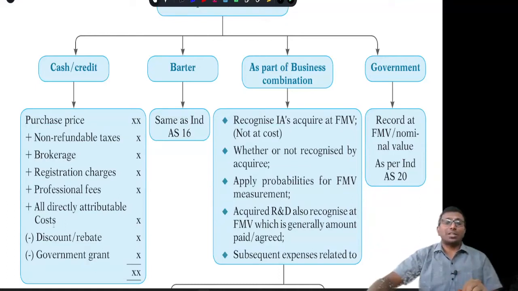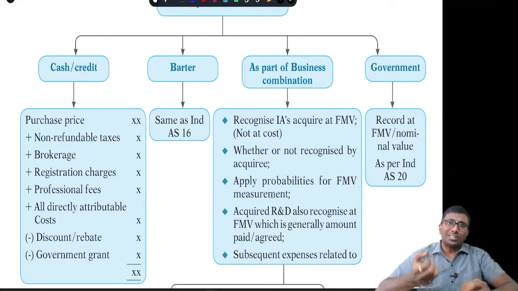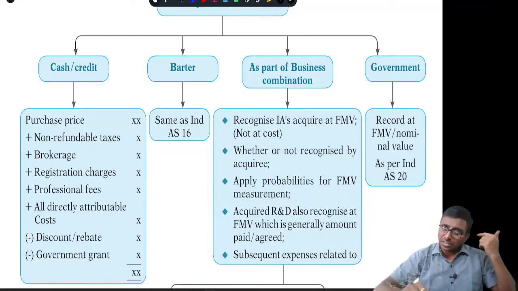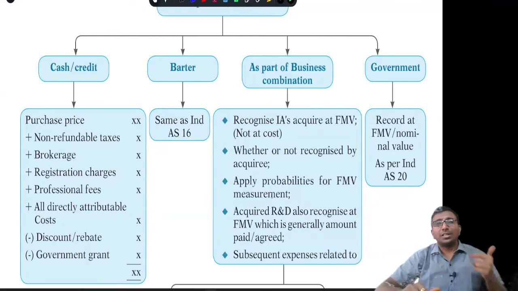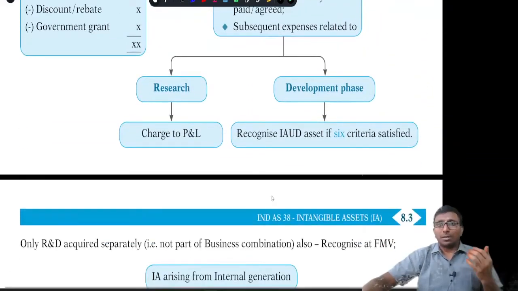If it is received as part of a government grant, it is nothing but a non-monetary government grant. That's why you have two options, as discussed in Ind AS 20: it can be recognized at fair market value, or it can be recognized at nominal value, whichever.